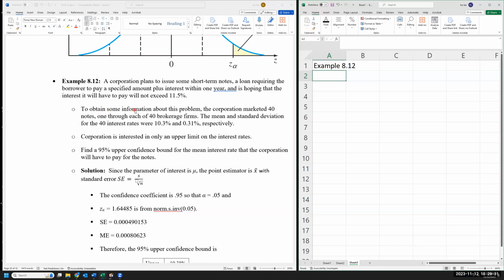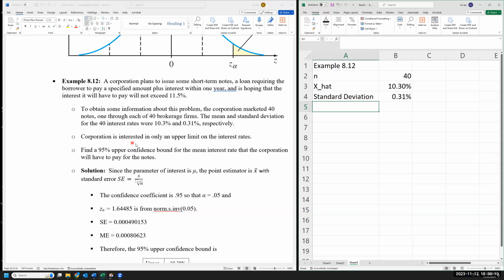To obtain some information about this problem, the corporation marketed 40 notes, one through each of 40 brokers. So I'm thinking the sample is 40. The mean and standard deviation of the 40 interest rates were the following. So the sample mean is 10.3%. And they say the standard deviation is equal to 0.31%.